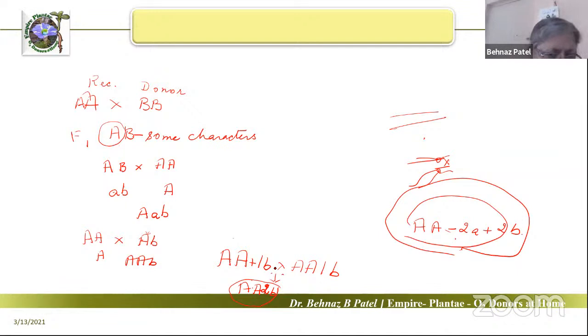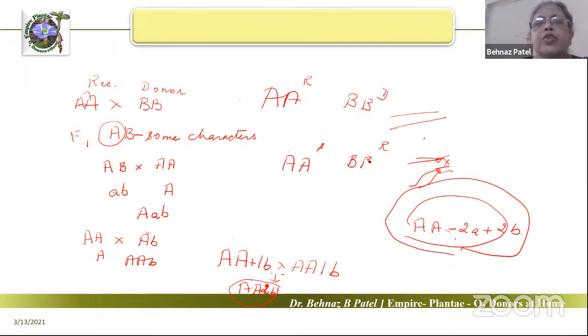Now the nomenclature. Many times, when we are writing AA, we can raise it to R as a recurrent parent, while BB becomes my donor parent, so I will write raised to D. So that becomes an exponent. But some of the authors prefer to go according to the character. So they will say AA is disease susceptible, and BB is disease resistant. So here it can result in confusion whether this is resistant or this is recurrent.